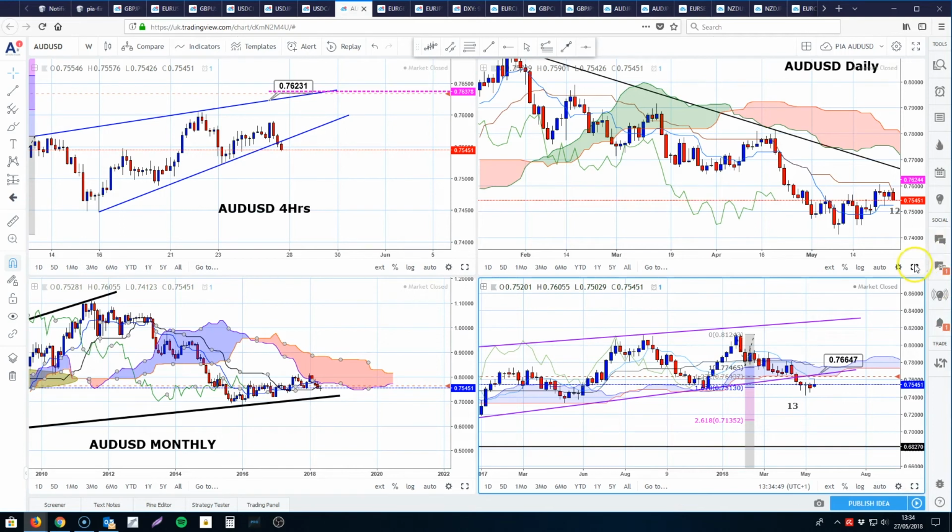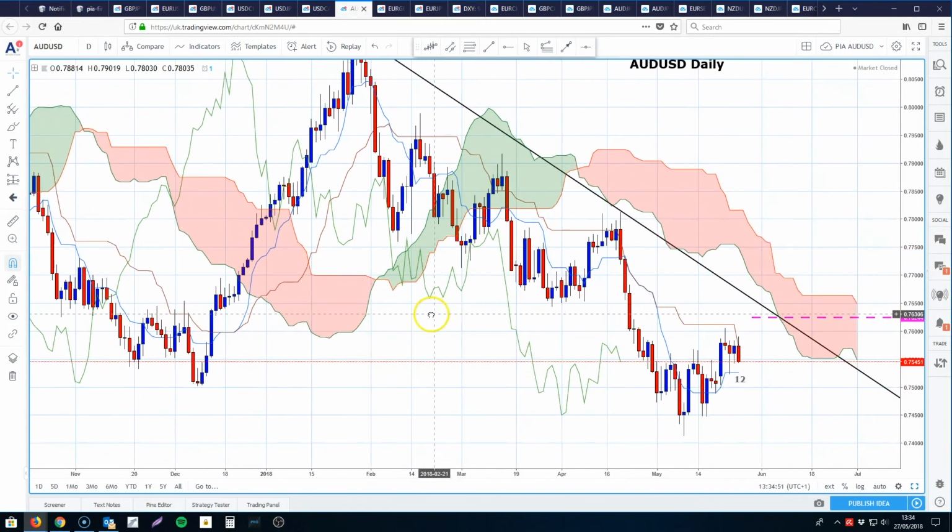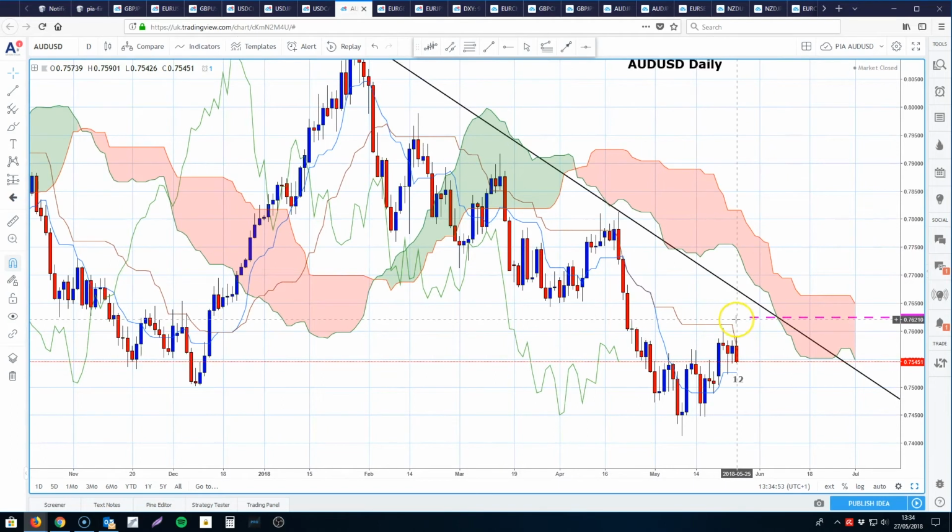If we go to the daily chart, this is now our resistance level, coming in at 76.24. This move has been mixed and volatile, which says that it is a corrective formation. We've got a bearish engulfing candle from Friday, which really highlights that we should break lower.